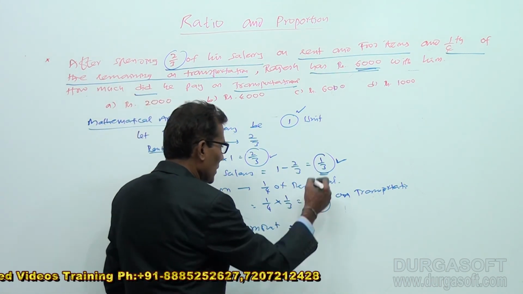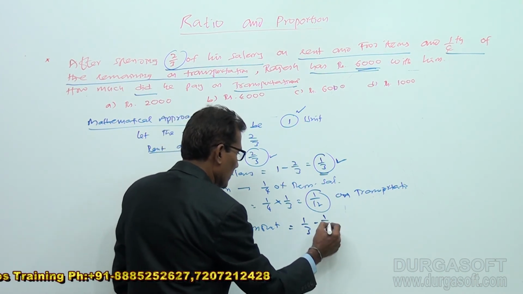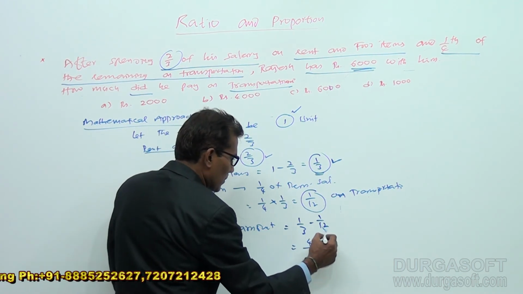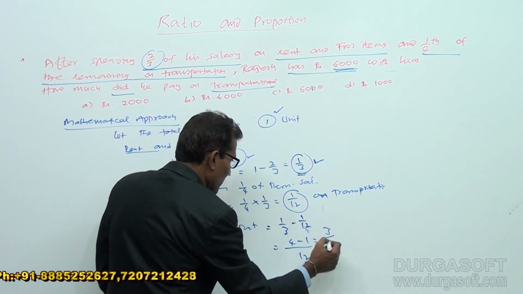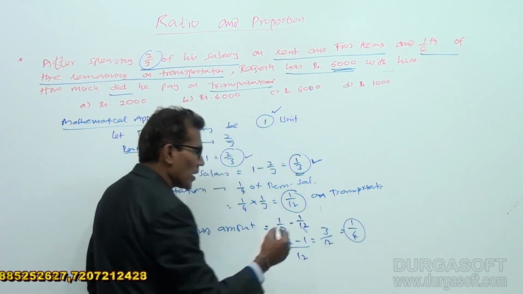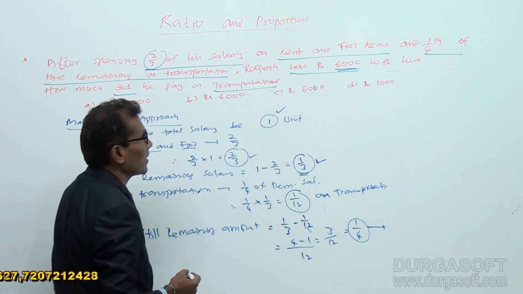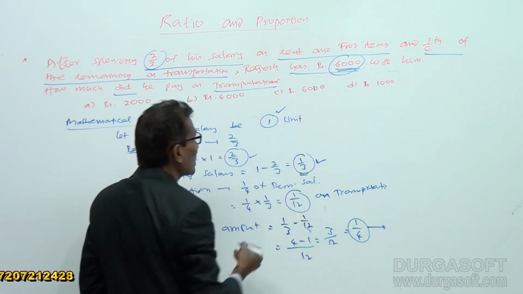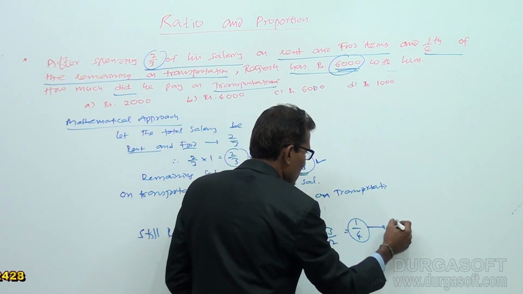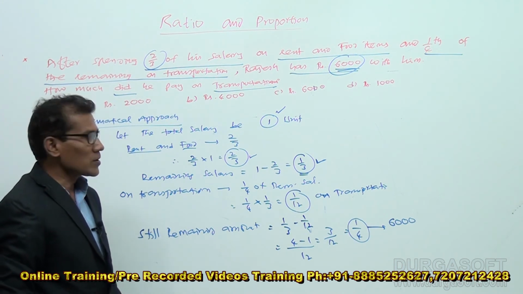So the remaining salary will be 1/3 minus 1/12. 12 is your LCM. It is 4 minus 1 over 12, which is 3/12, which is 1/4. So this is the amount still remaining with him. The remaining amount with him is given as 6,000. So after spending everything, he is left with 6,000 rupees. This means the 1/4 value is 6,000 rupees.